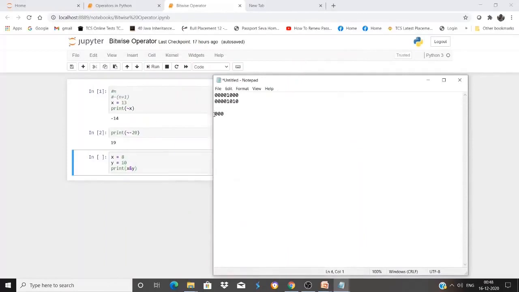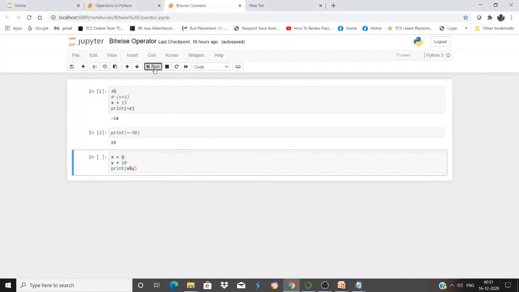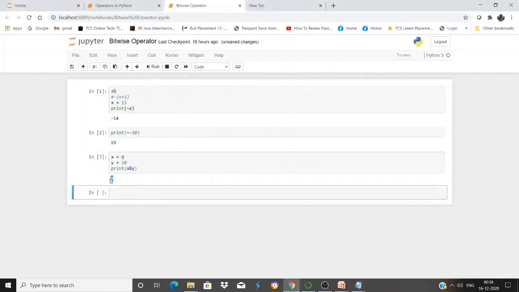So this is the output bit, and for the rest of the bits we have all zeros. So the rest of the output bits will also be 0. So this will be the binary output of the bitwise AND operation. Now if we convert it to decimal, it will become 8 only, right? So let's run the cell and we get 8 as expected.